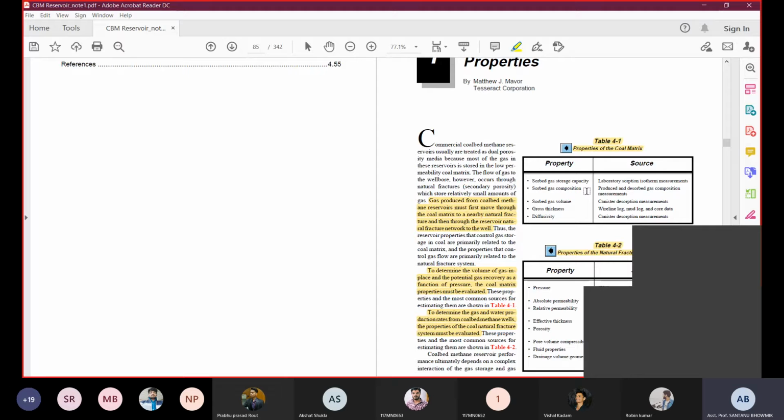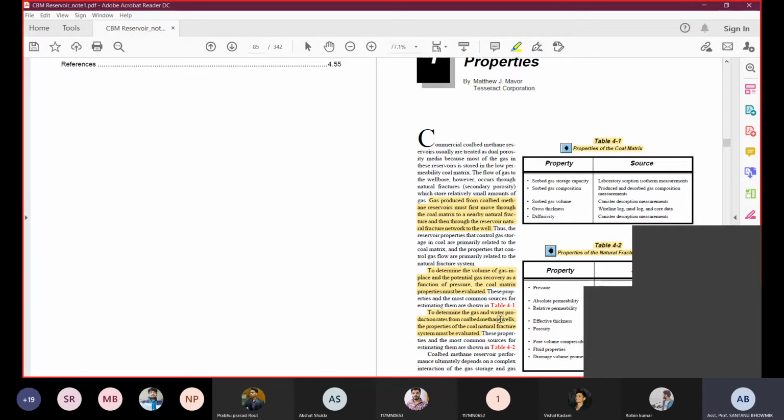In the second case, to determine the gas and water production rate from the coal bed methane wells, the properties of the coal natural fracture system must be evaluated. So again, like the storage, which was very much related to the coal matrix, for the flow, as there is no flow in the pore system, flow conditions are totally governed by the natural fracture system. So you need to know the natural fracture system in a more detailed way. So again, Table 4.2 will give you some of the properties.